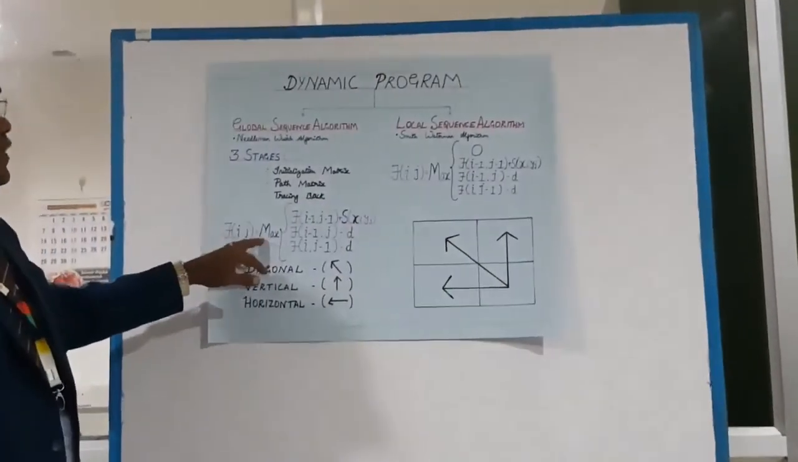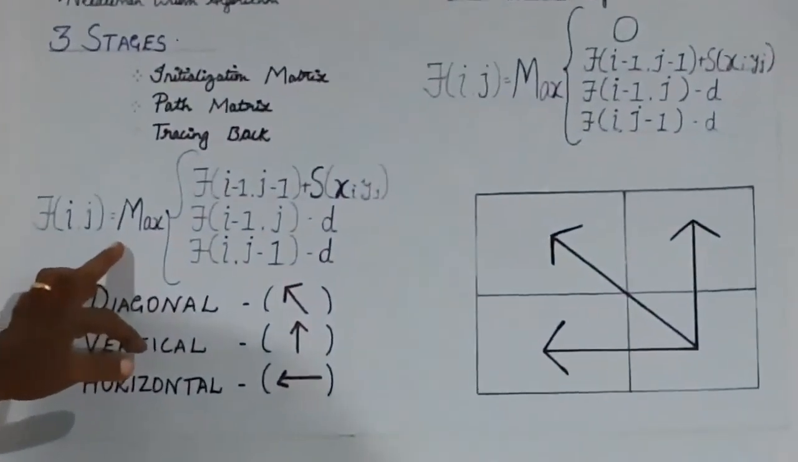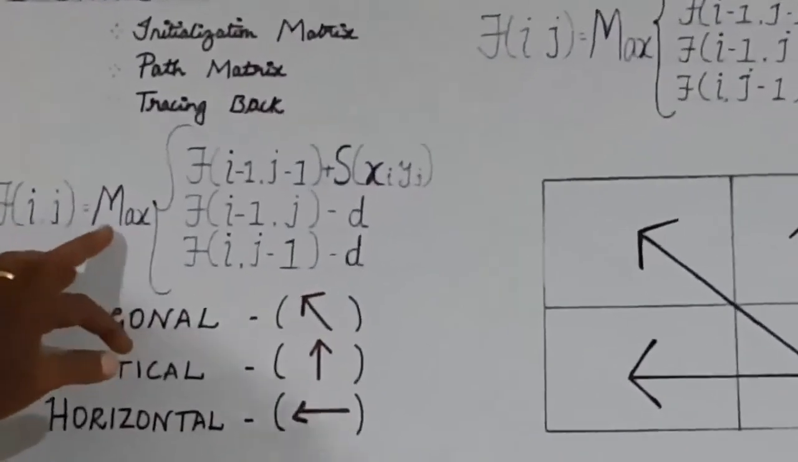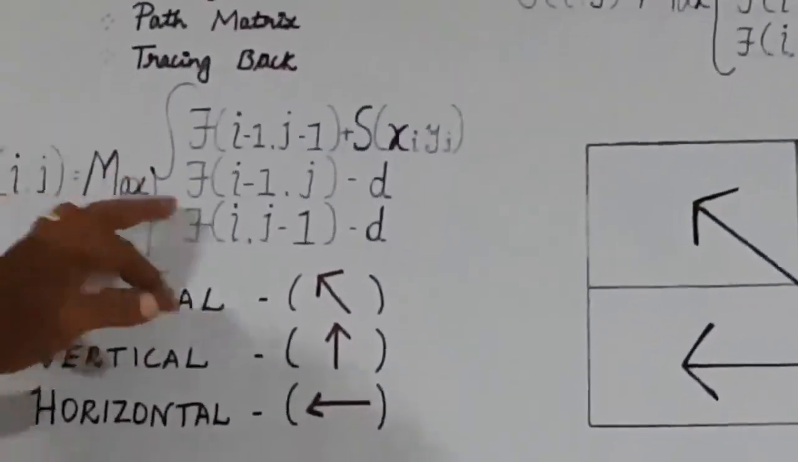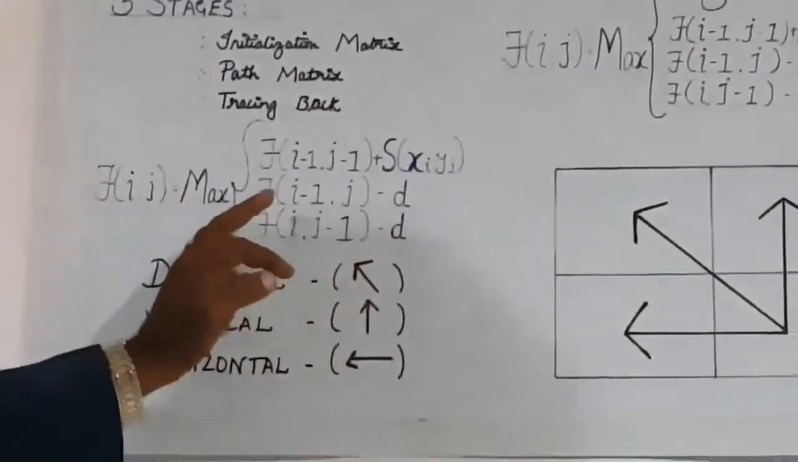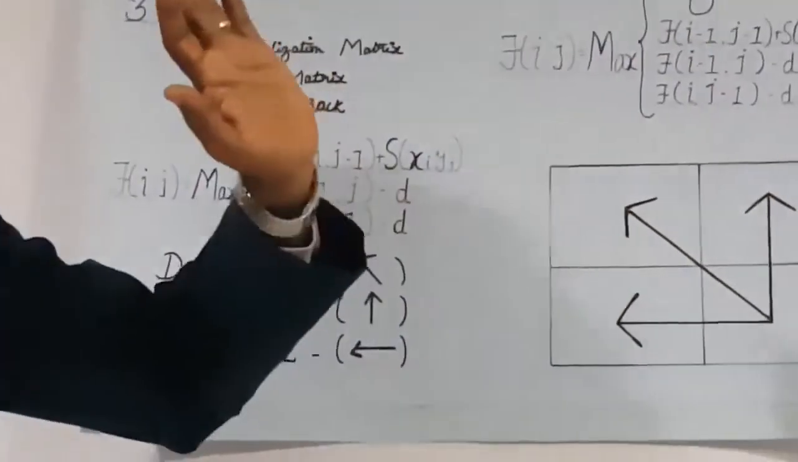And here, this is the formula for calculating the values for each and every cell. F of i, j is equal to the maximum of any one of these directions. The first one stands for the diagonal, this is for the horizontal, and this is for the vertical. These are the three different directions.